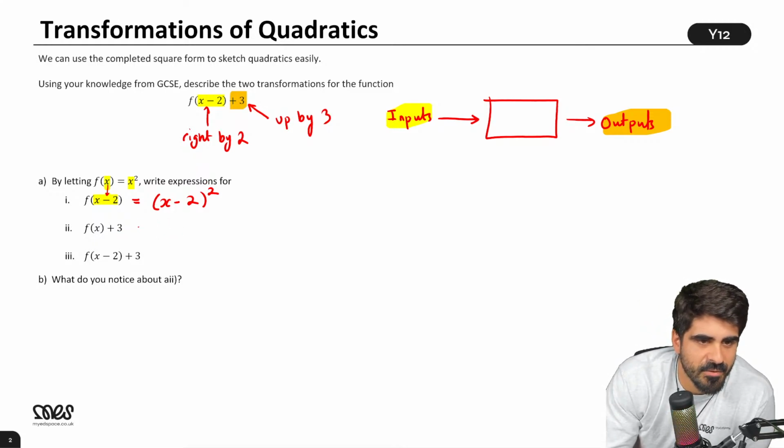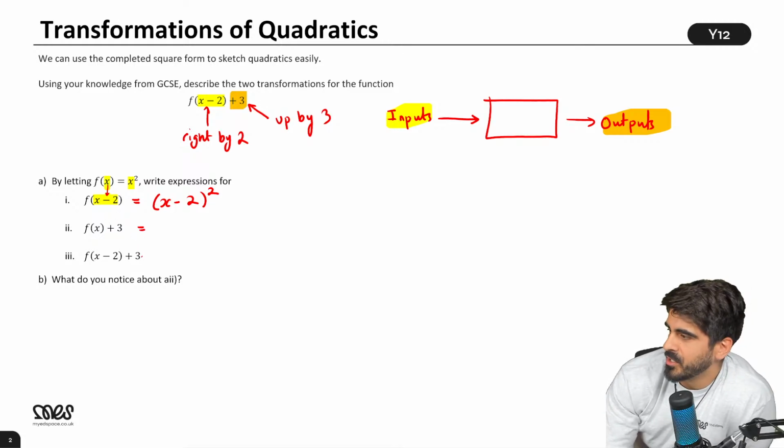The next thing is, what would f of x plus 3 be? So this is outside of the bracket, so this should be a bit more simple to write down.